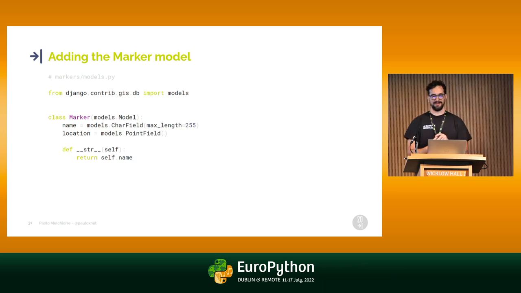We can now finally define our marker model to store a location and a name. Our two fields are both mandatory. The location is a simple point field, and we'll use the name to represent the model.